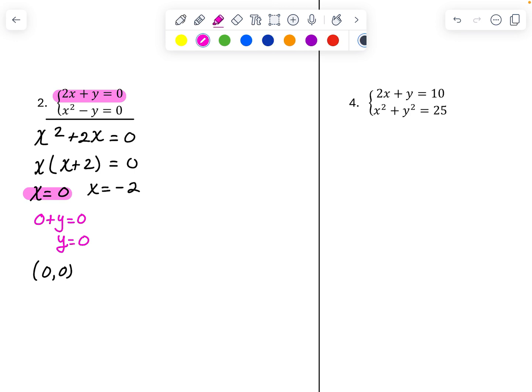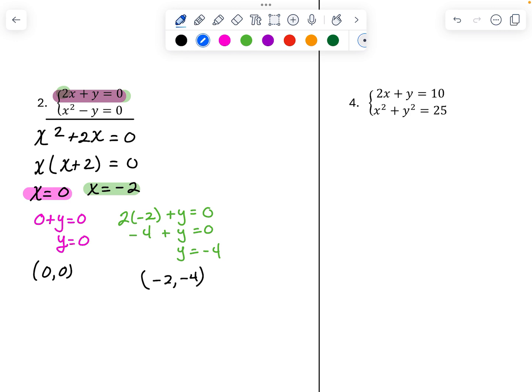And then I am going to take the second value of x, the -2, and again I think I'll put it in that top equation because I think it'll be easiest. I'm going to say 2 times negative 2 plus y equals 0, negative 4 plus y equals 0, y is negative 4. So that gets me the solution: when x was negative 2, y was negative 4.